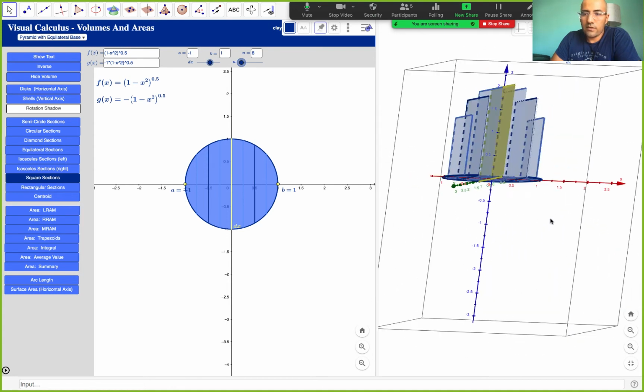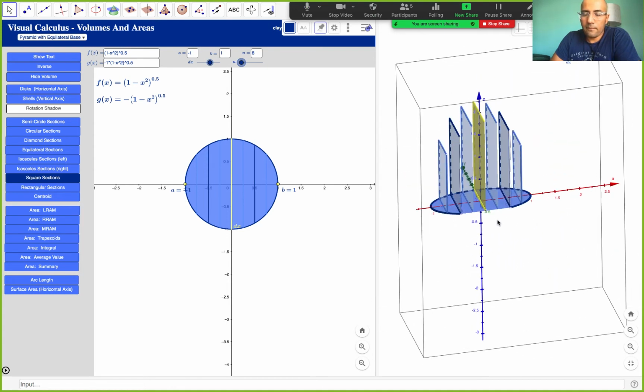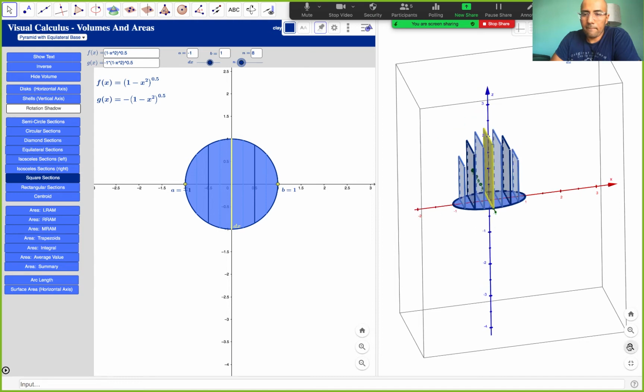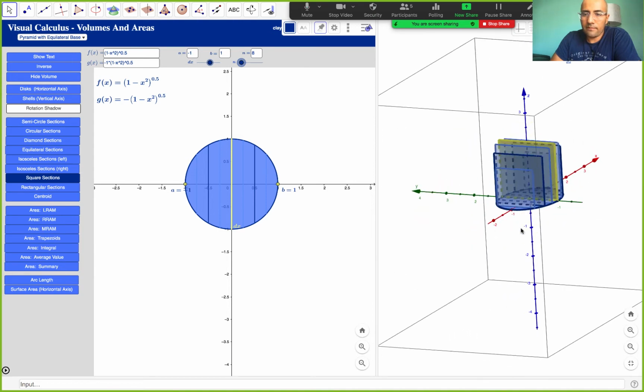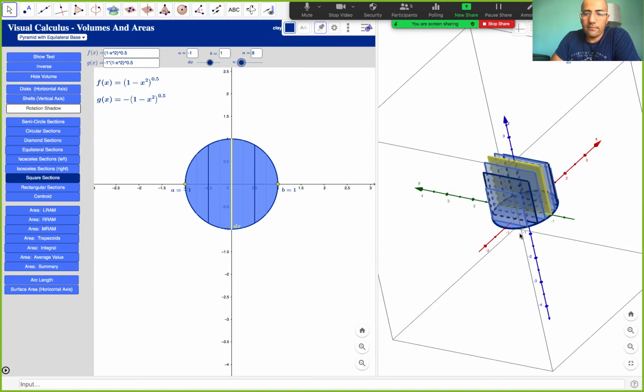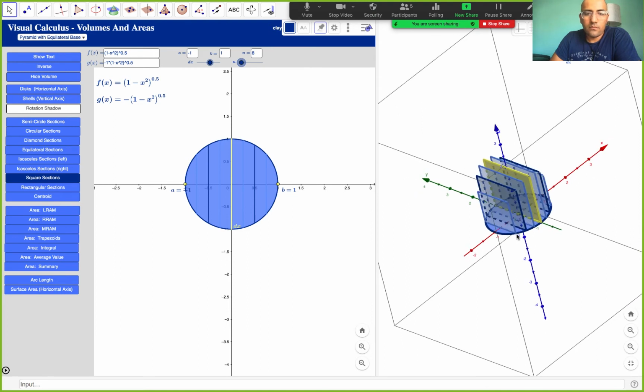Why isn't it centered, I wonder? Okay. Good. Okay, so as we rotate across, we get different rectangles. We have to come up with this equation from the center to the outer edge.